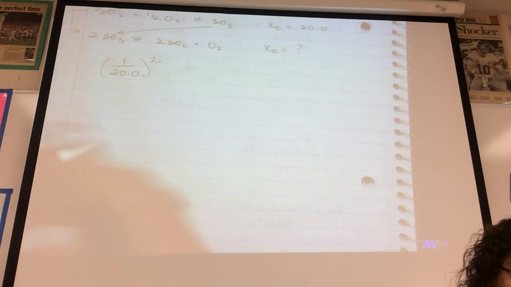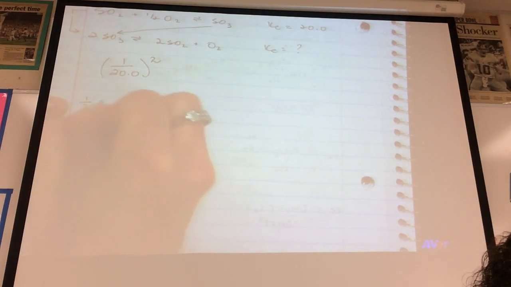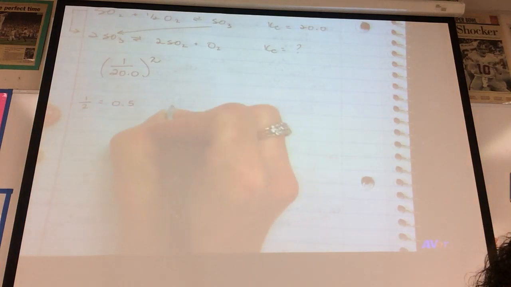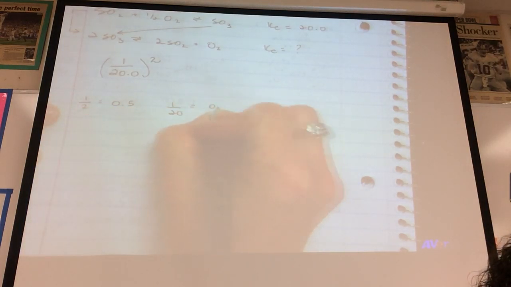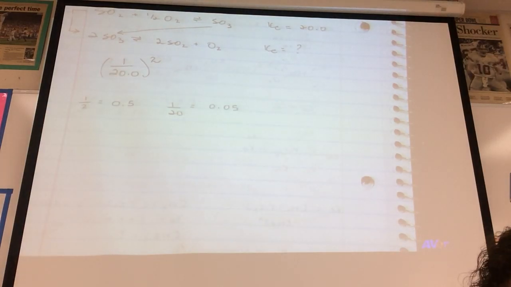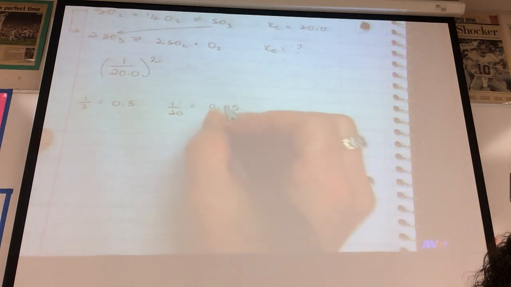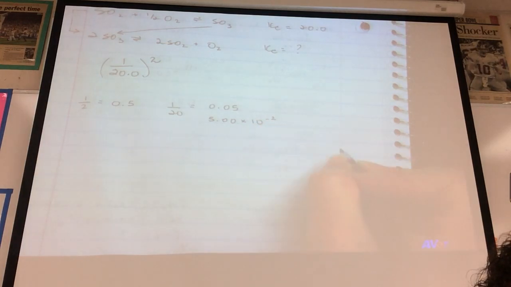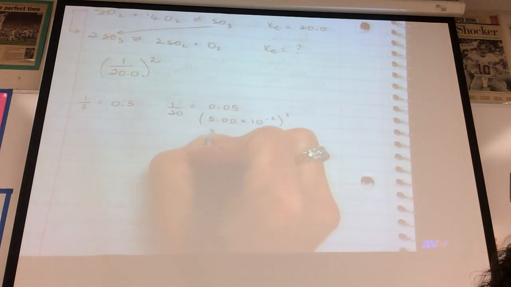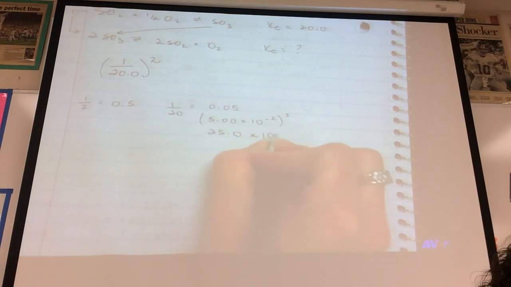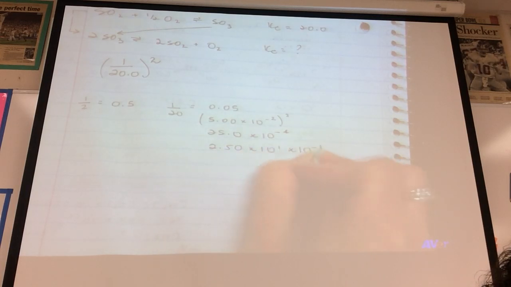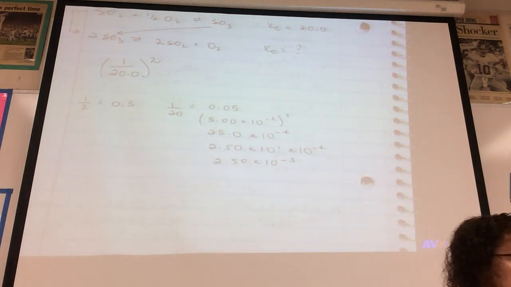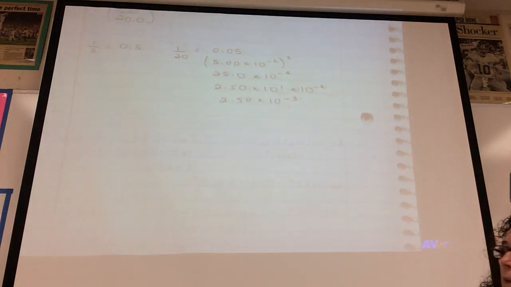I would do this without a calculator the following way. I know 1/2 is 0.5, right? So 1 over 20 is 0.05, correct? All right, we'll worry about the sig figs after. Well, that is 5 here. I'll put them back, times 10 to the negative 2, correct? And now I'm going to square. That's 25 times 10 to the negative 4. That's 2.50 times 10 to the 1 times 10 to the negative 4, which is 2.50 times 10 to the negative 3. And that's exactly the answer. But that's how you do it without a calculator.